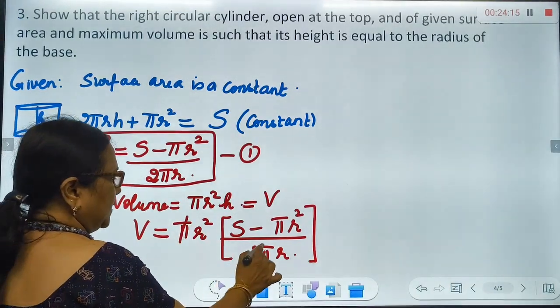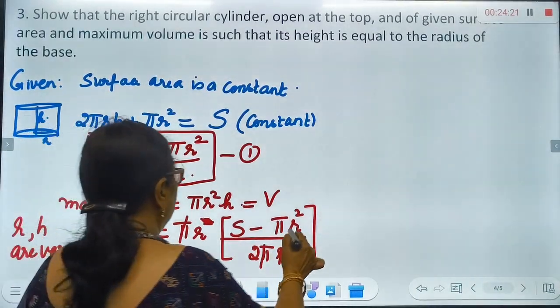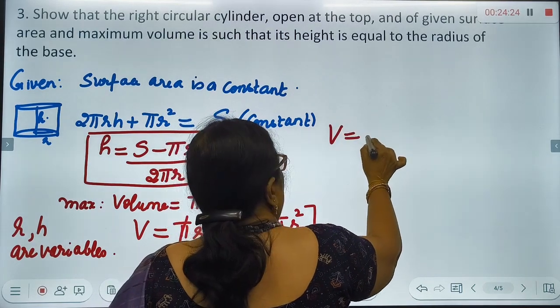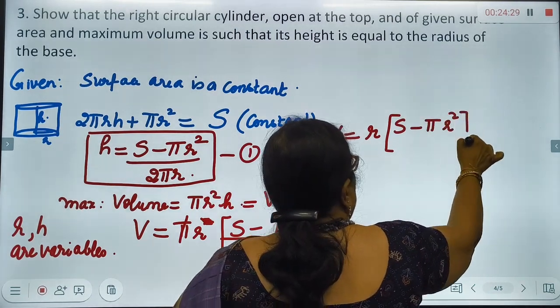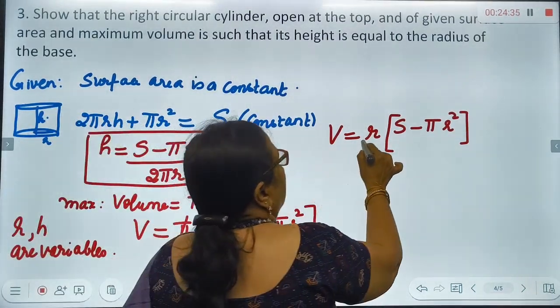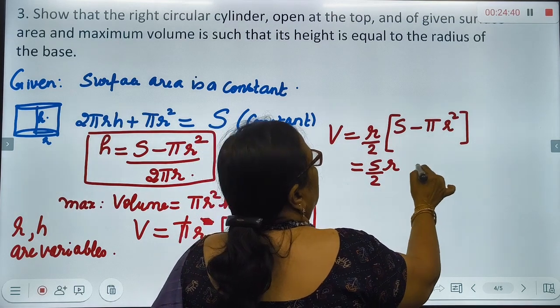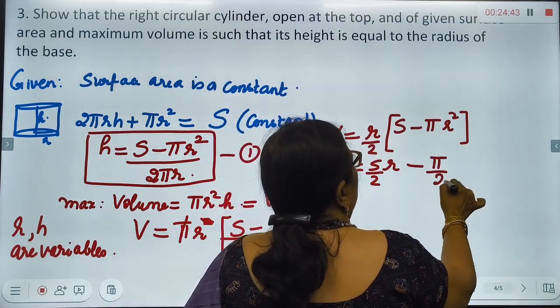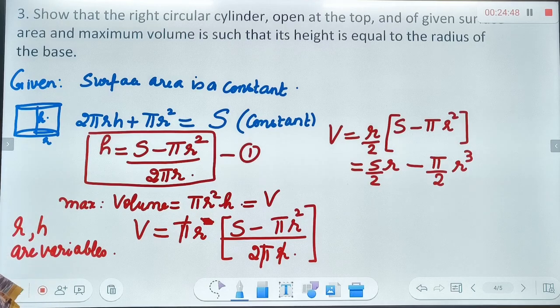Okay, now pi and pi gets cancelled. One r gets cancelled. So we are left now with V equal to r into S minus pi r square. Is there anything else which is left? R got cancelled, pi got cancelled, only 2 is there. So I can take that outside. So V equal to S by 2 R minus pi by 2 R cube. So I have expressed V as a function of a single variable, namely R. What is R? The radius of the cylinder.